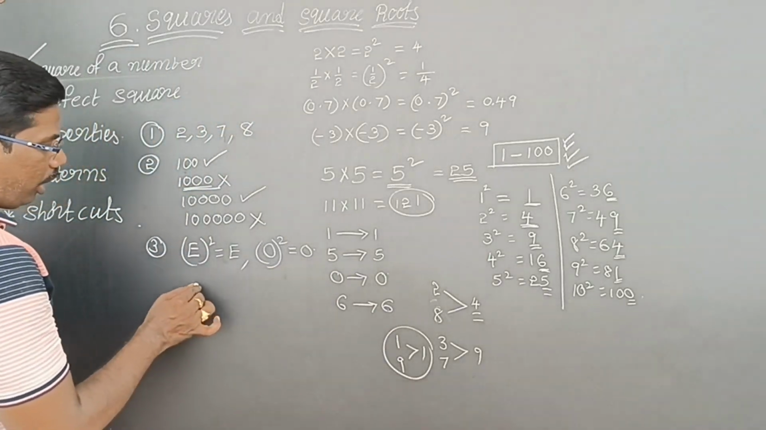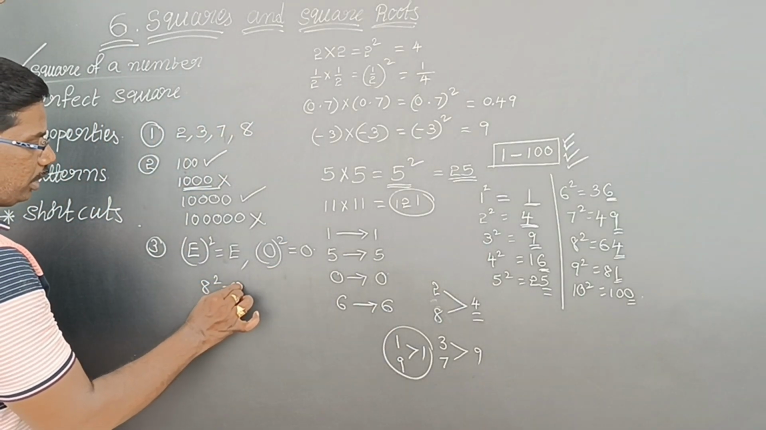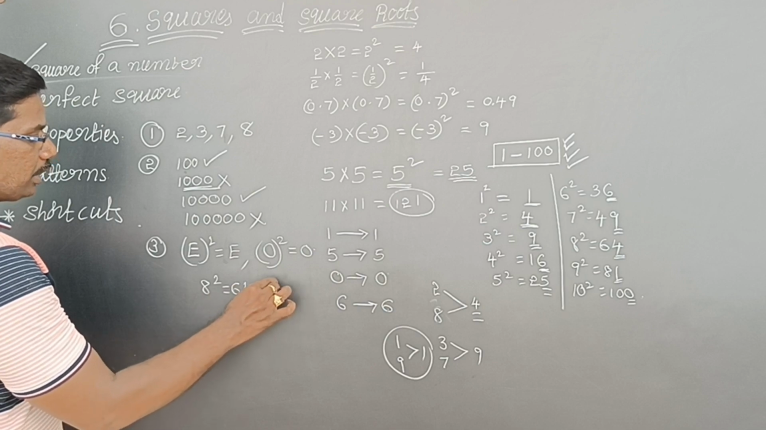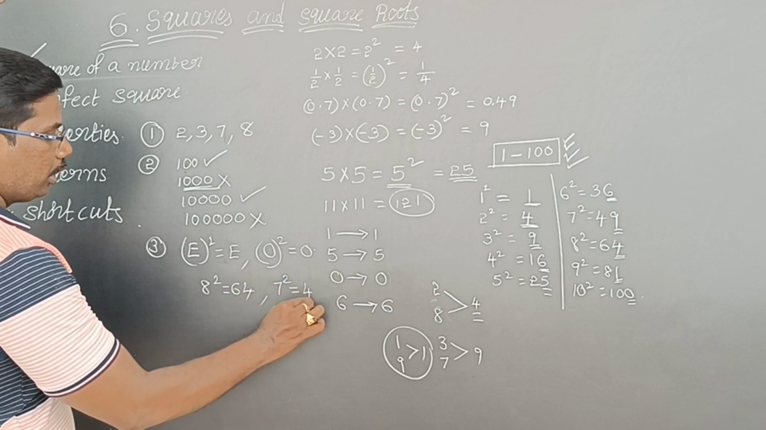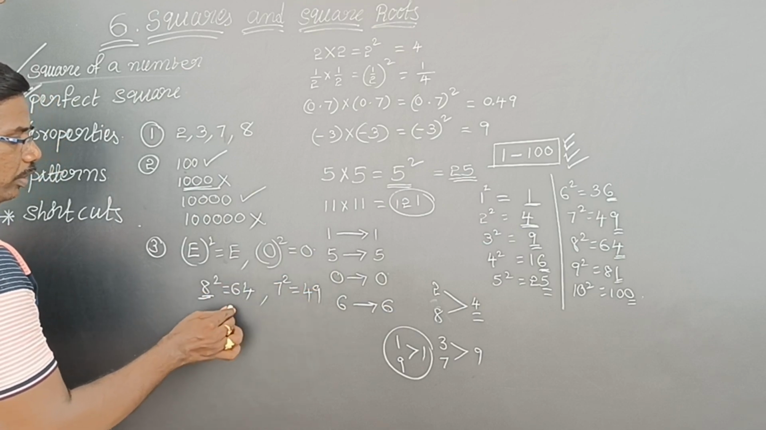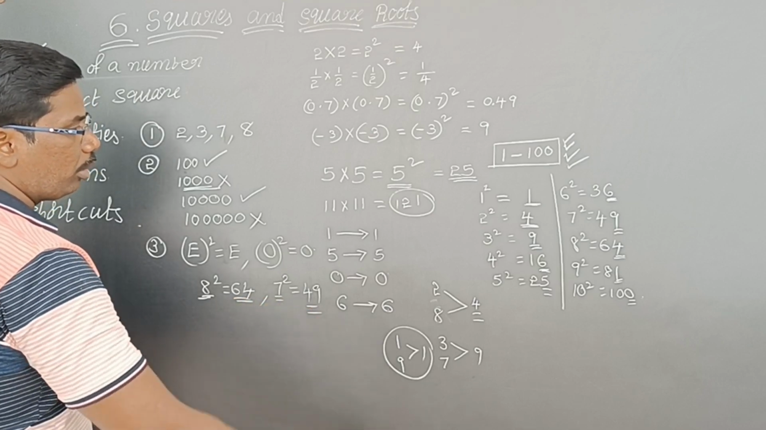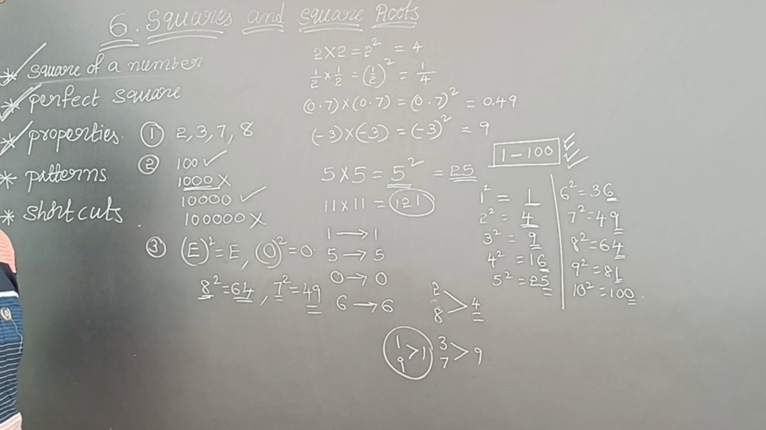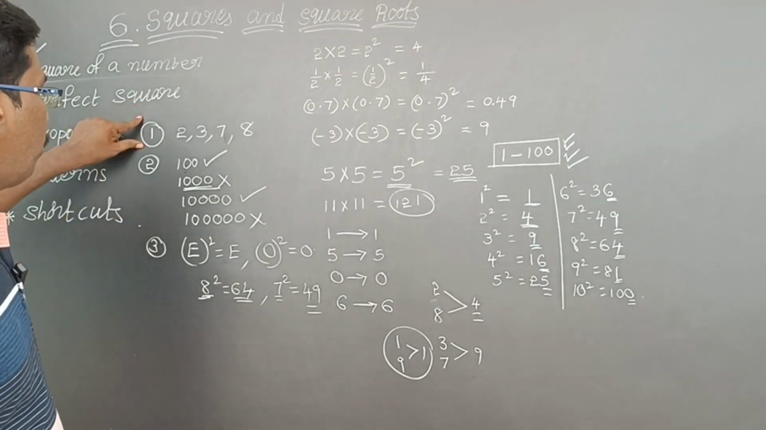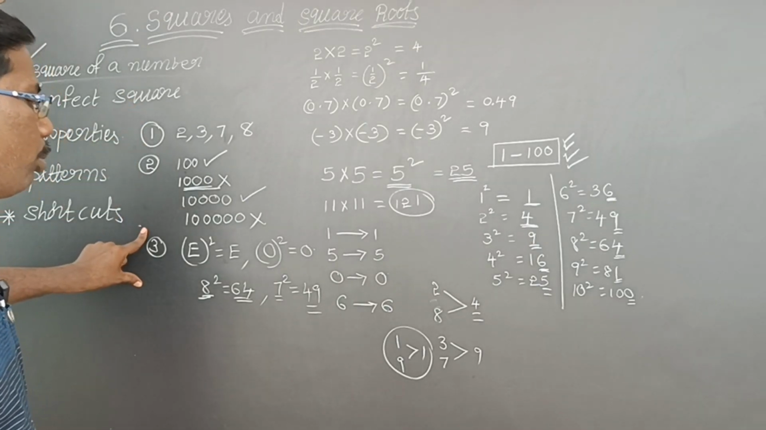Let us take an example. I am taking 8 square. So 8 square is 64. I am taking 7 square. 7 square is 49. See, I am taking an even number square, then I am getting an even number. I am taking an odd number square, then I am getting an odd number. So this is the first property, this is the second property, and this is the third property.